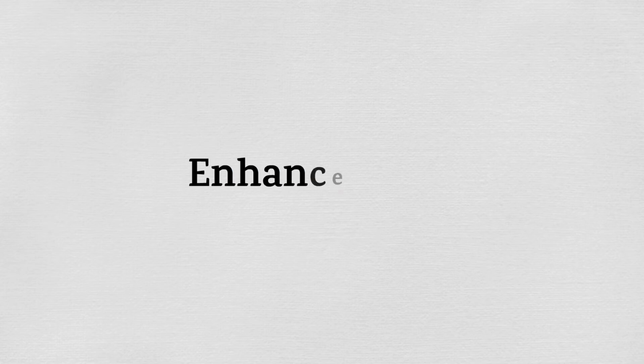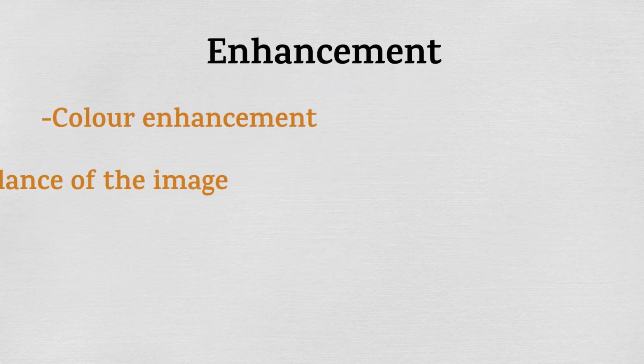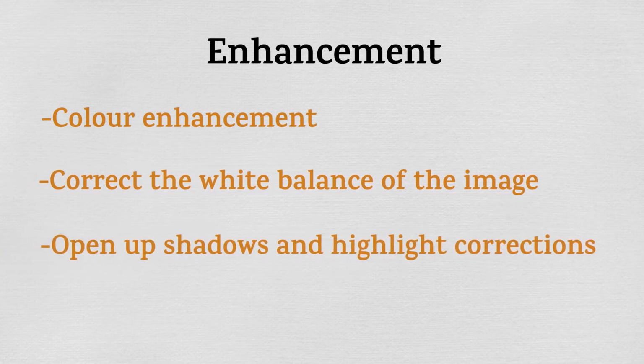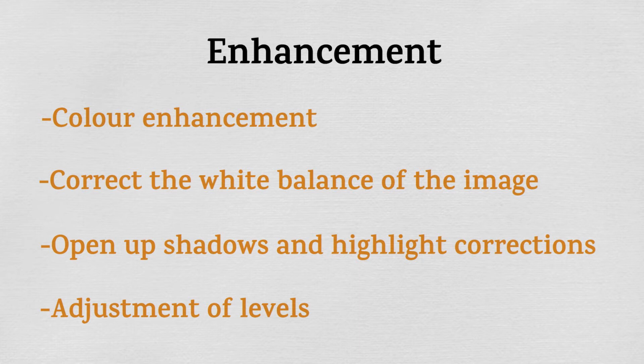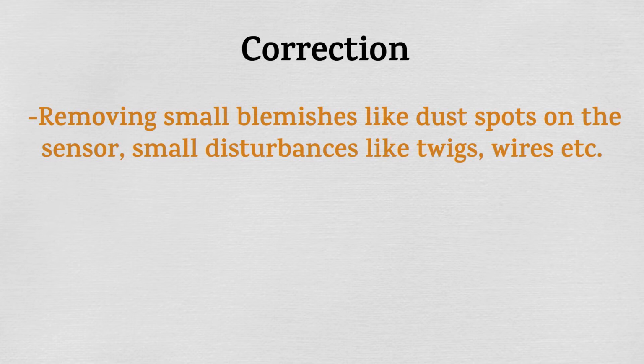What is enhancement? Enhancement is the basic work done on the image to increase its color, its white balance, open up the shadows and highlights, and adjusting the histogram called levels. So these are the steps which you do in enhancement to make the image look better. This is required, like I said, because your camera sensor has a limited capability to capture the image in its true form. Correction is done to remove small blemishes like dust spots on the sensor, small disturbances like twigs or wires, etc. in the image. These are small corrections which can be done on your image.